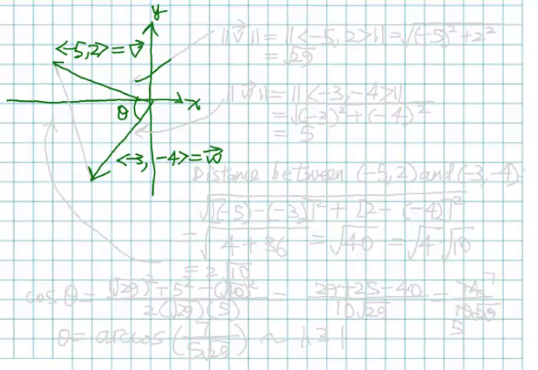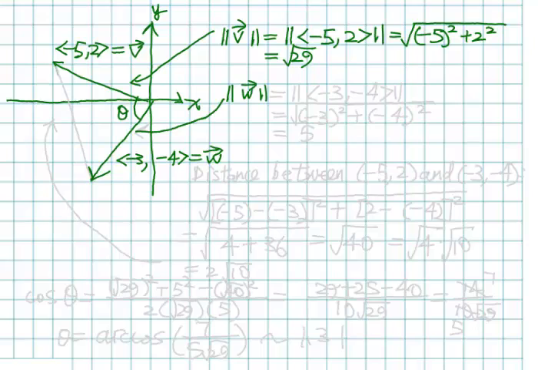We will find the magnitude of vector v, which is the magnitude of (-5, 2). That's the same as the square root of (-5) squared plus 2 squared, which equals the square root of 29. The magnitude of vector w equals the magnitude of (-3, -4), which equals the square root of (-3) squared plus (-4) squared, which equals 5.